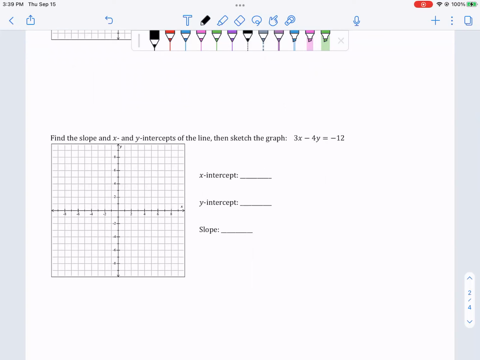Down here, for the x-intercept, I am ignoring y. So 3x equals -12. Divide by 3, x equals -4. My x-intercept is -4. For the y-intercept, I am ignoring x. So we have -4y equals -12. Y equals 3.